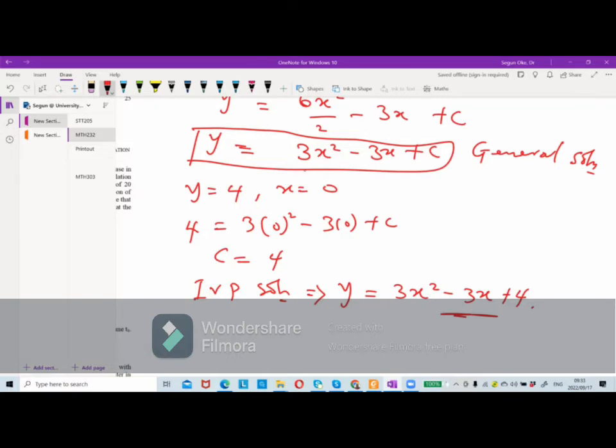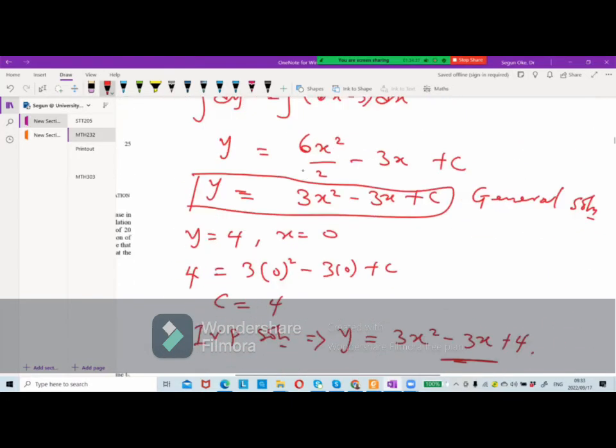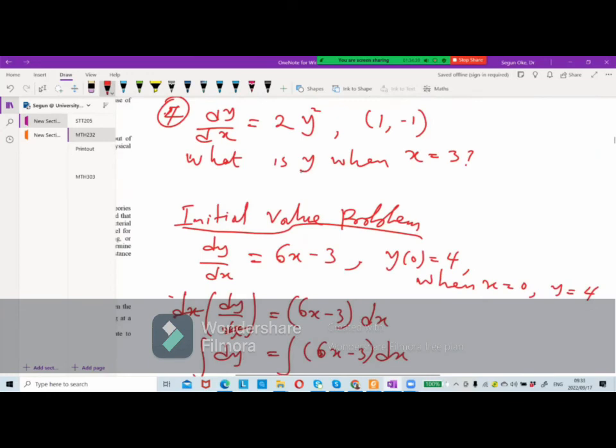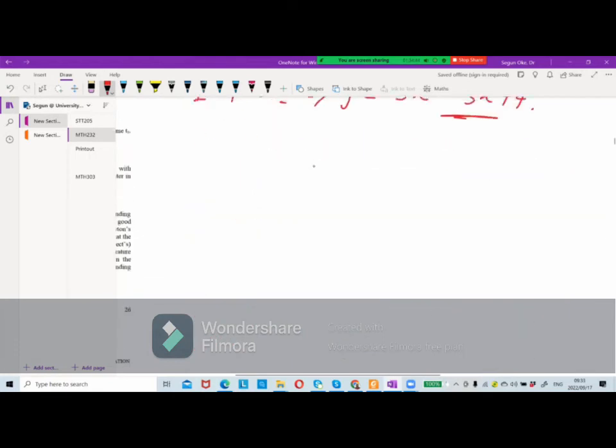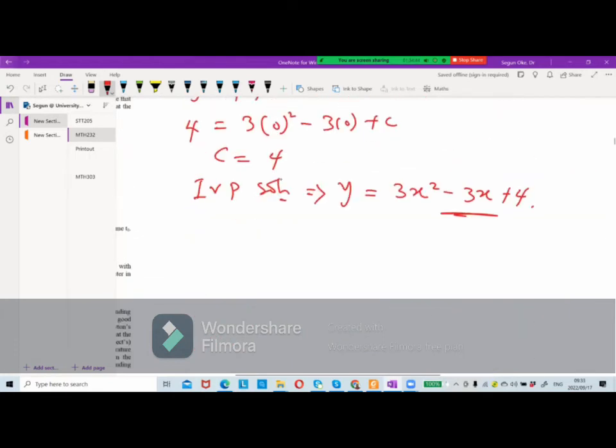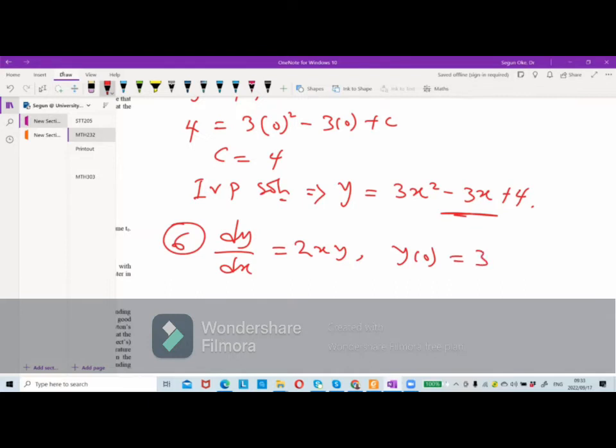So let's look at number 6. This is 5. Let's look at number 6. Under the number 6, what are the things we need to do? Under number 6, we have dy/dx equals 2xy, where y of 0 equals 3. Y of 0 equals 3.